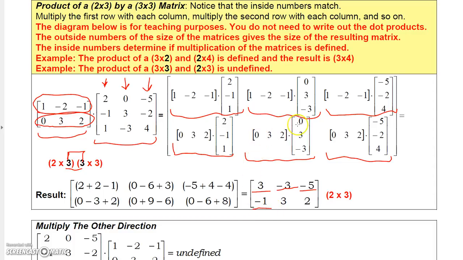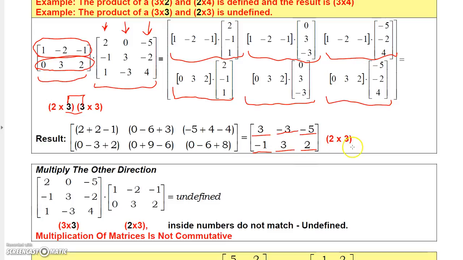Here I have 0 times 0 plus 3 times 3 plus 2 times negative 3, add that up and I get 3. And then here I have 0 times negative 5 plus 3 times negative 2 plus 2 times 4, add those three products up and I get 2. And notice that the result is a 2 by 3 matrix.